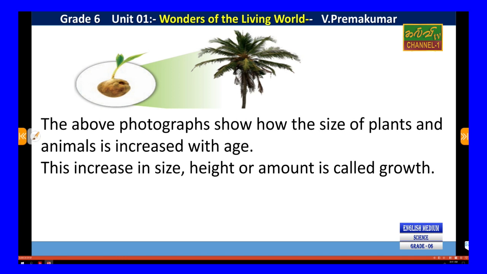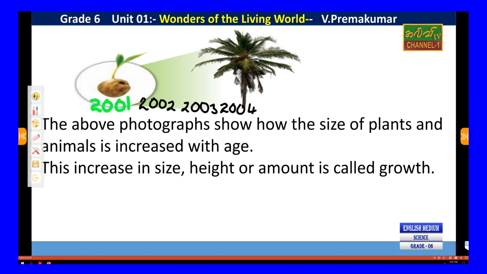The above photo shows how the size of plants and animals increased with age. Yes, sure. You can find out. This is, we are planting 2001. After 2002, 2003, 2004 and 2005 now. Say what happened? If it is 2005, what happened?